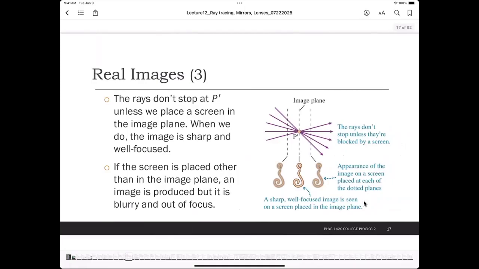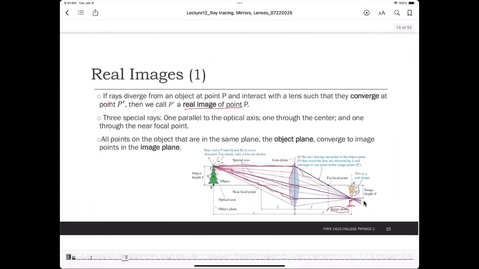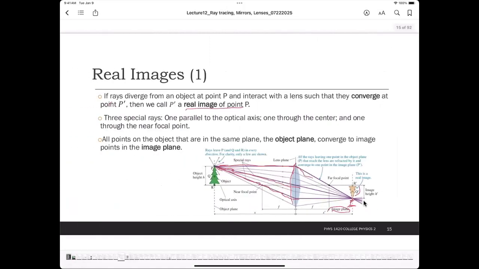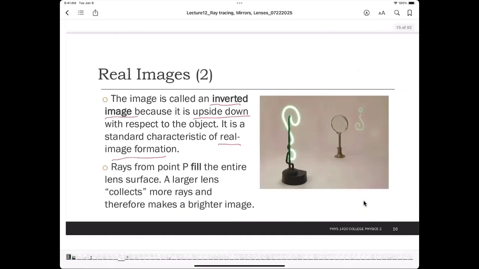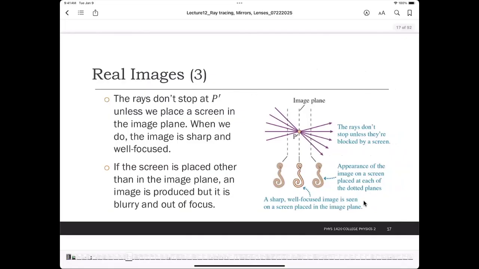Okay, the rays don't stop at P. Place a screen in the image plane. When we do, the image is sharp and well focused. Actually, you can see the rays will not stop here. They will go on. If we put a screen here, then there will be a sharp and well focused image.